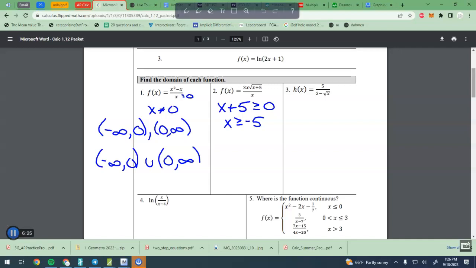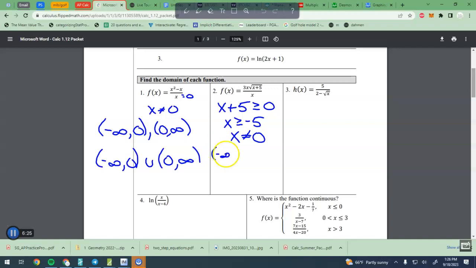But then there's a second issue in this one. What's the other issue? The bottom can't be 0, so x has to be greater than or equal to negative 5, but also x can't be 0. So we have to write that. So we really want to say from negative 5 to infinity, but we want to just stop at 0 and put the parentheses around it to break it up.